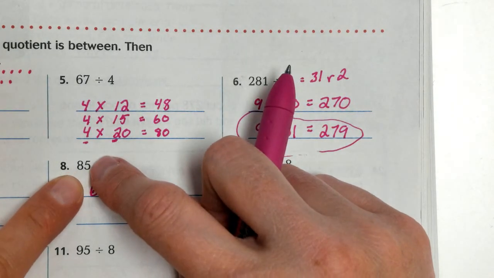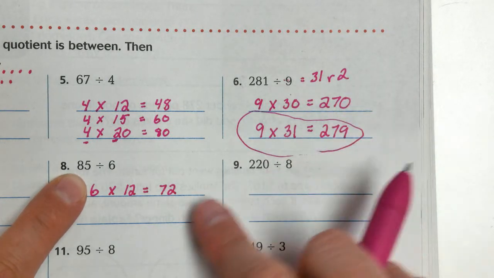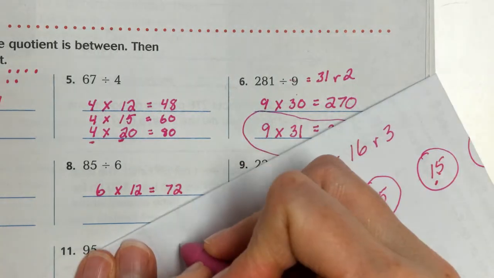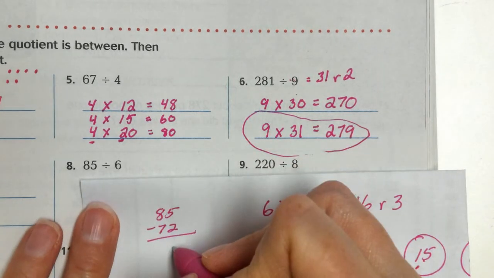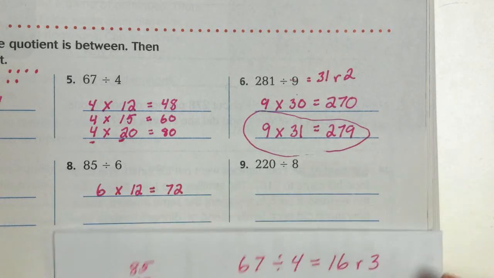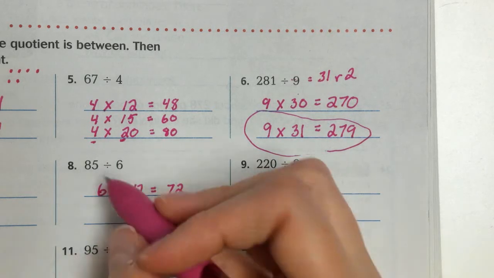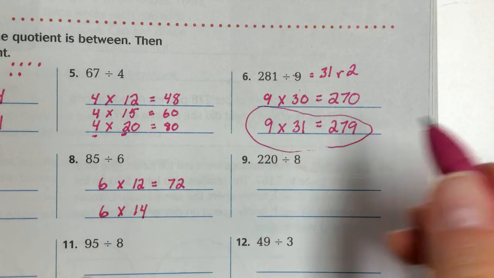Now, how many left over will I have if I've used up 72? I'm going to subtract. I'm going to say 85 minus 72, and that's going to give me my leftovers. So 5 minus 2 is 3. 8 minus 7 is 1. So I have 13 left over. 6 times what is 12? 6 times 2. So what if I tried 6 times 14?